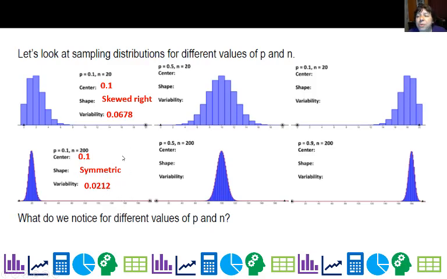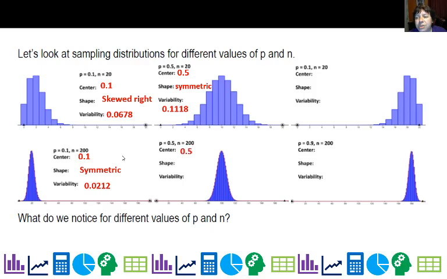Okay, now let's look at p equals 0.5 and a sample size of 20. Well, the center is 0.5. The shape is pretty symmetric because in this case we actually hit that n times p rule. And then the variability using the formula is 0.118.